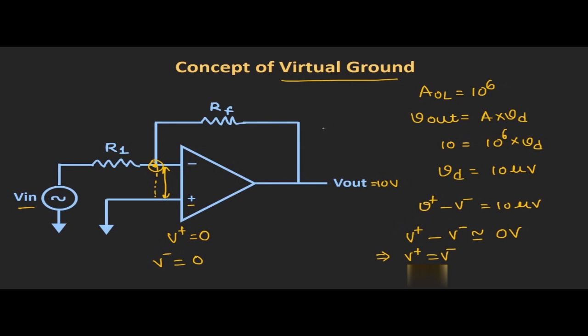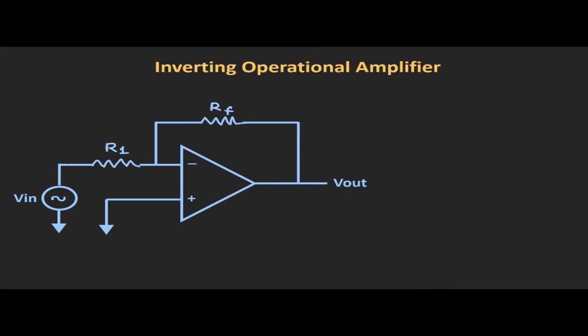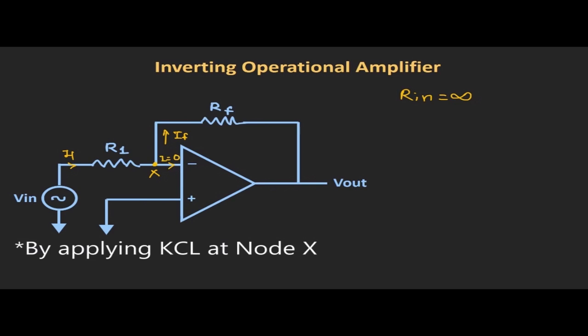So now let us use this concept of virtual ground and derive the expression between Vout and Vin. Now here let us say the current I1 is the current that is flowing through the resistor R1, and let us say this node is the node X. And let us say the current that is flowing through the resistor RF is IF. Now in the last video we had seen that the op-amp has a very high input impedance, or if we consider the ideal op-amp, then the input impedance of the op-amp is infinite. It means that no current is entering into the op-amp, or we can say that current I is equal to 0. It means that I1 is equal to IF.